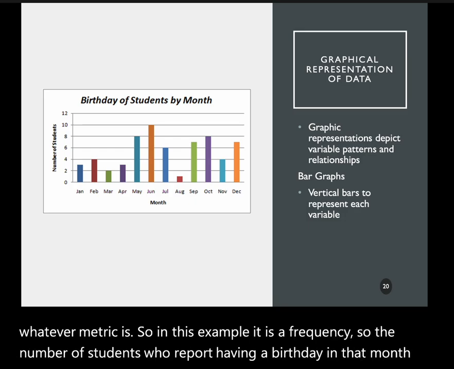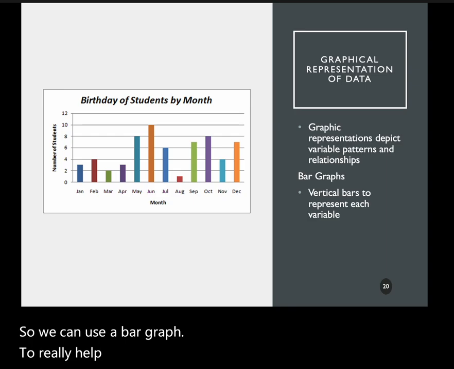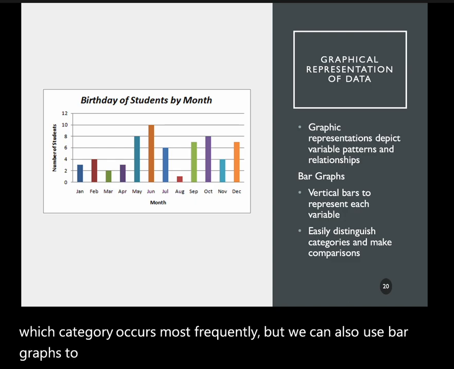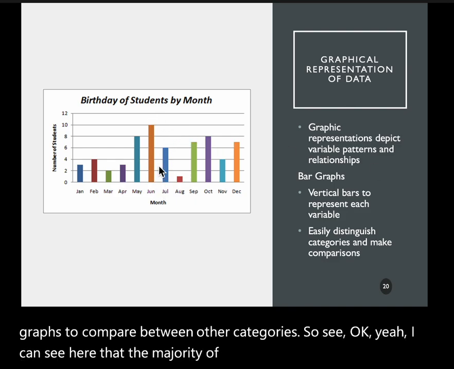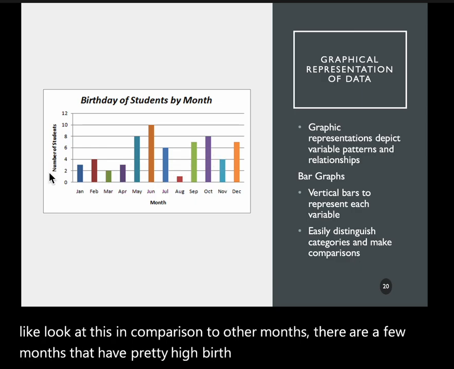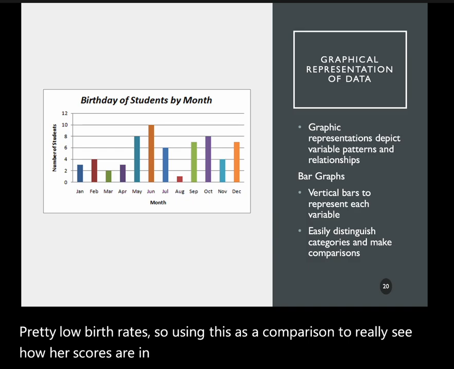So we can use a bar graph to really help our viewers or our readers easily distinguish not only which category occurs most frequently, but we can also use bar graphs to compare between other categories. So see, I can see here that the majority of students have June birthdays, but look at this in comparison to other months. There are a few months that have pretty high birth rates and then quite a few that have pretty low birth rates. So we use this as a comparison to really see how scores compare to others.